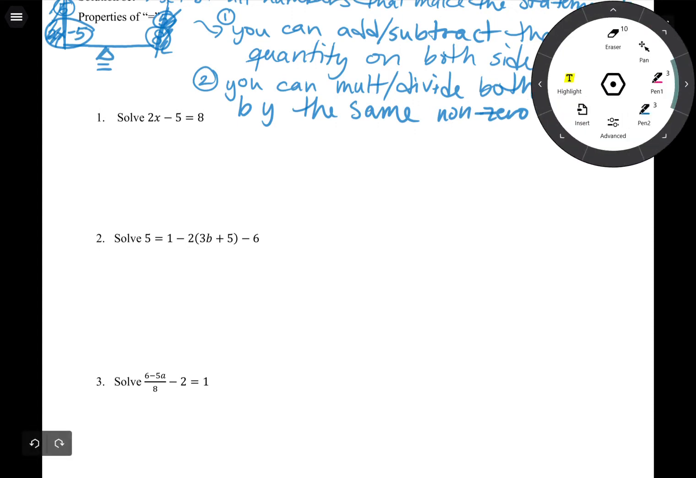It says it's on, why won't it write? Oh man, I think I lost my stylus.